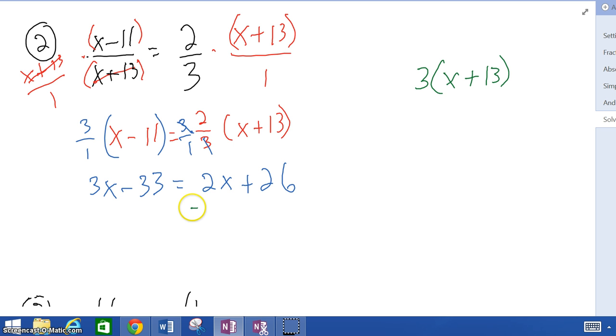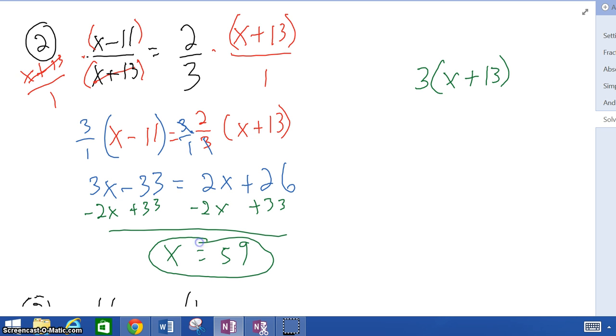Now, let's go ahead and finish solving. Subtract 2x, add 33, and you get x is 59. Remember to check this.